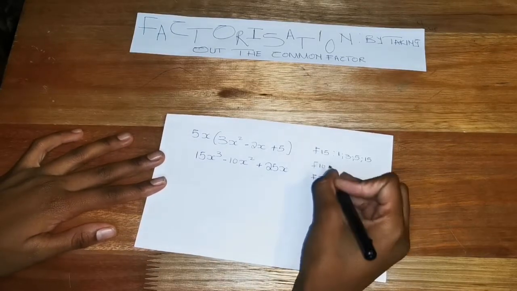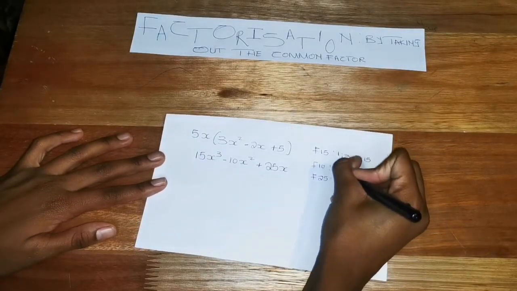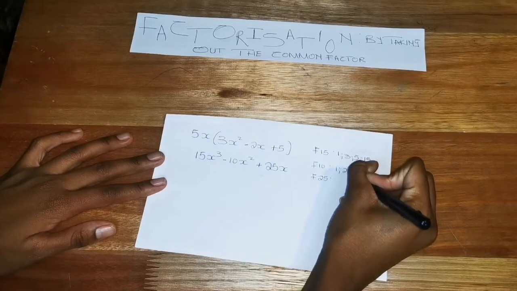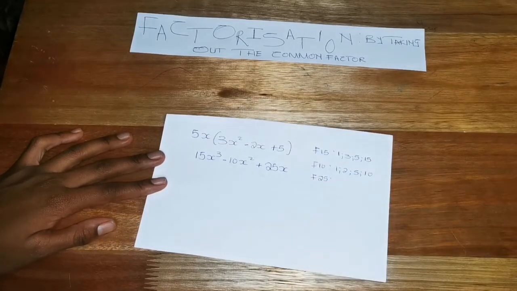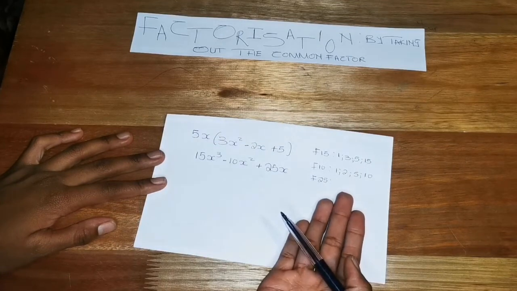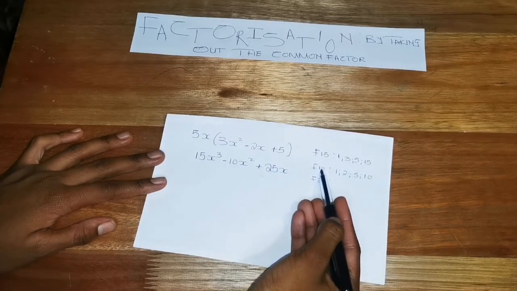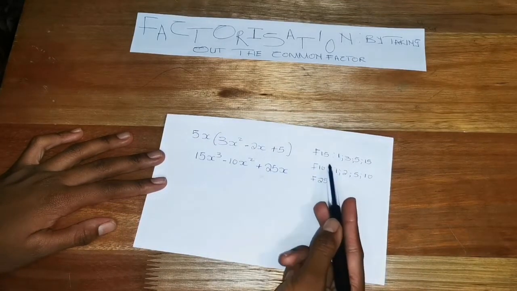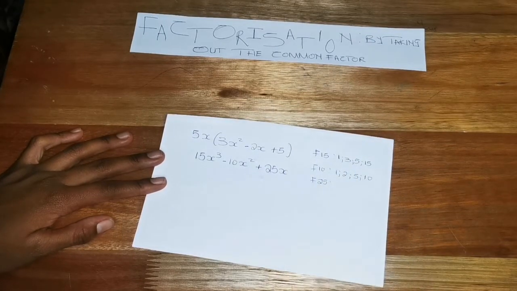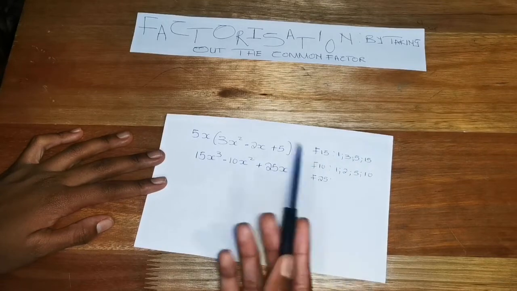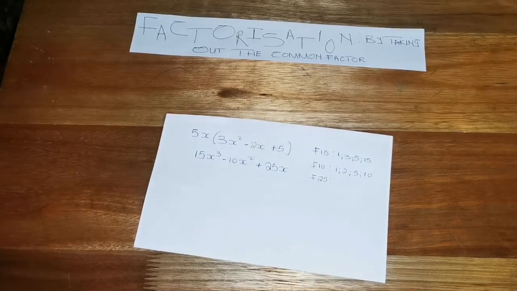So let's move on to factors of 10. It's 1, 2, 5, and 10. I really hope you understand how I found that. 1 fits into 10 without leaving a remainder. 2 fits into 10 without leaving a remainder. 5 fits into 10 without leaving a remainder. And 10 fits into 10 without leaving a remainder.